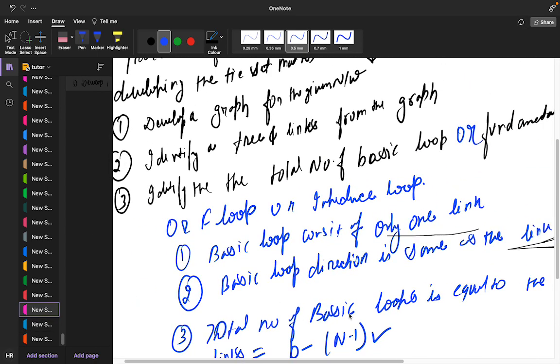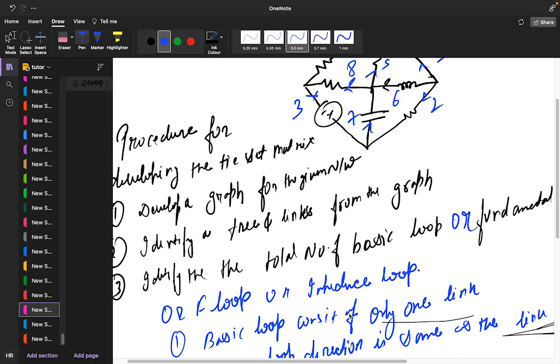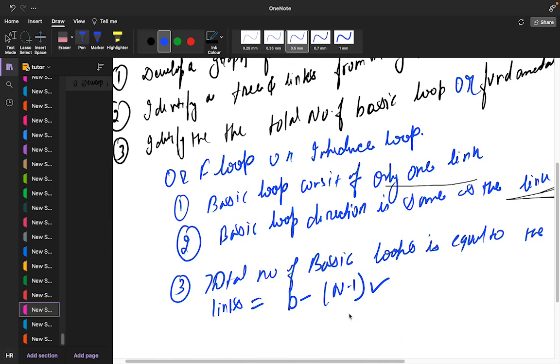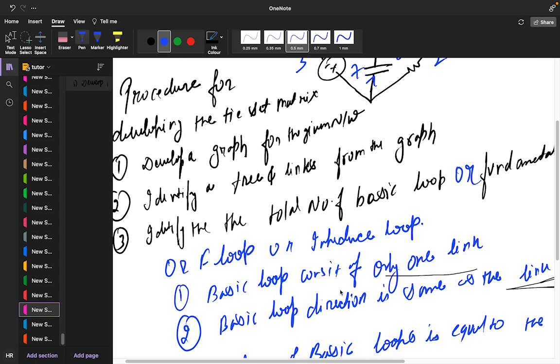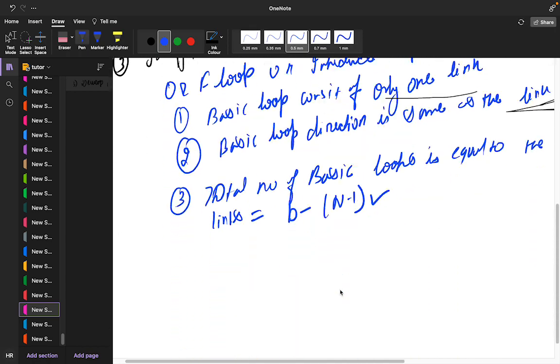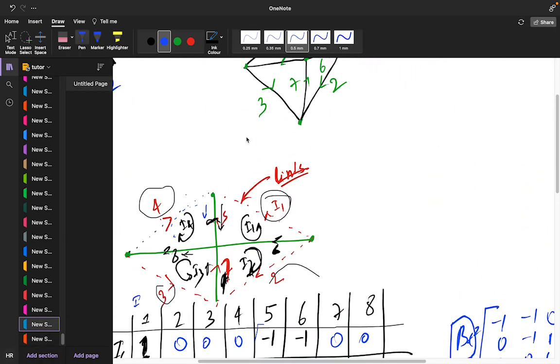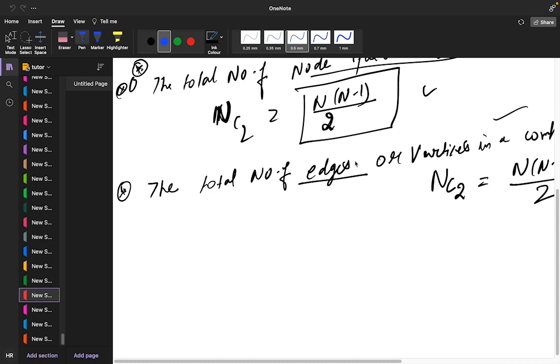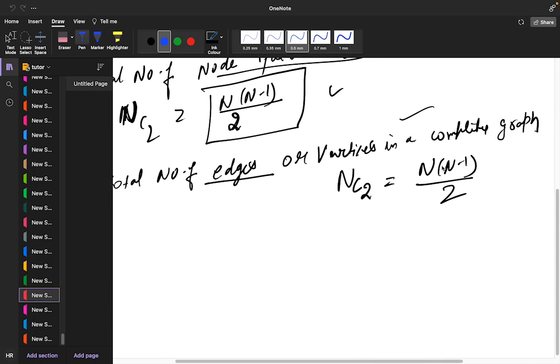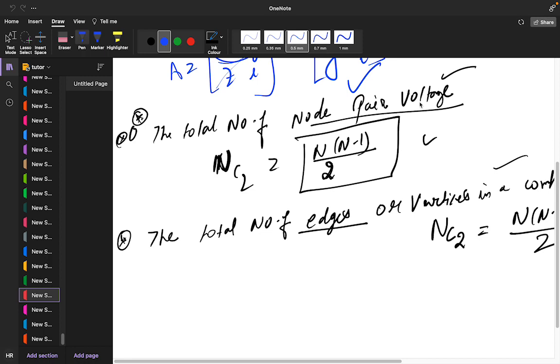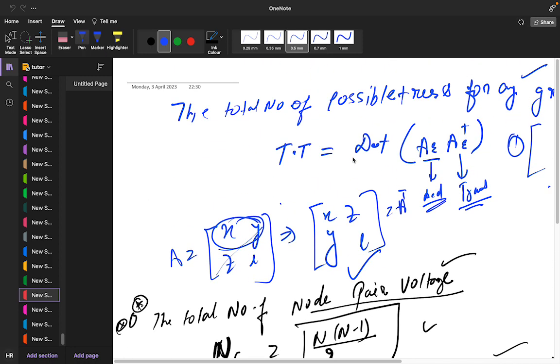What is the total number of basic loops, the formula, the same. They are asking us very simple questions. They will give you the branches, they will give you n, what is the total number of basic loops, what is the total number of trees in any graph. So what I told you: take the reduced incident matrix and its transpose, and the determinant of that. And one thing I told you, the total number of edges or pairs of vertices is nC2, that is n into n minus 1 by 2. The total number of pair voltages is n into n minus 1 by 2.